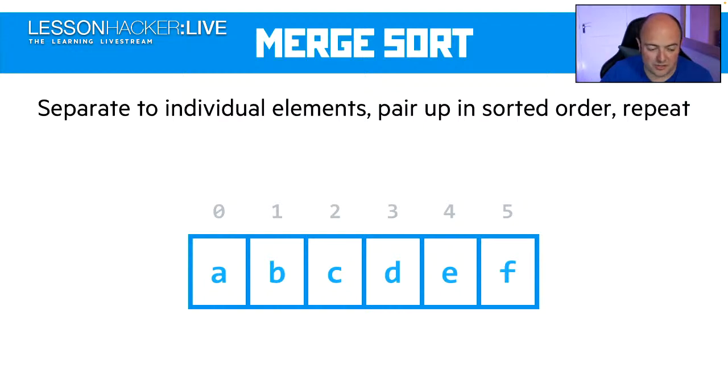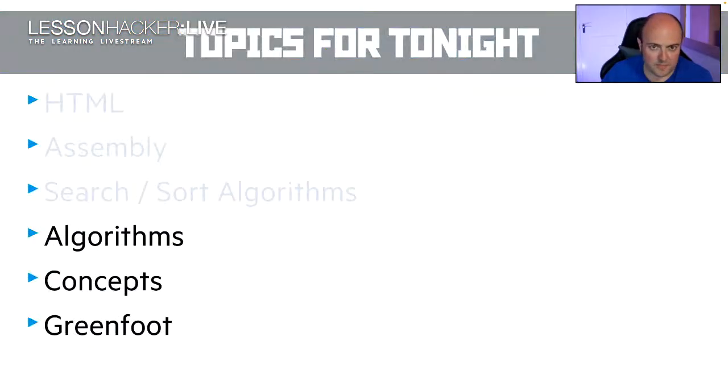They give you the pseudocode for a sort and go, what kind of sort is this? If it's going from left to right all the time, it's bubble sort. If it's pairing things up, it's merge sort.